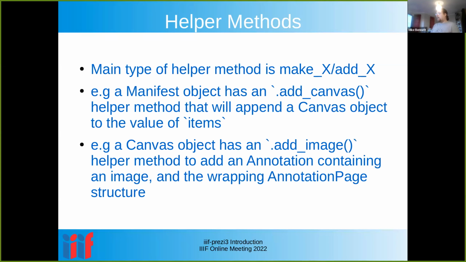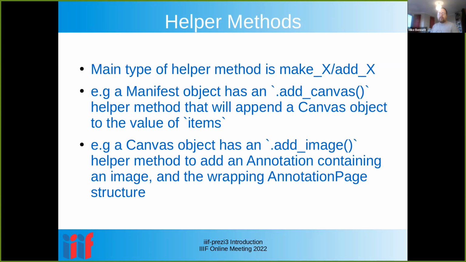Likewise, a canvas object has, for example, an add image helper method. Here you can pass in the basic structure, the basic information of the image, and it will create the necessary intermediate structures like the annotation page and the annotation itself, so that you don't have to build every single part of the structure. Rather, for a common use case, we have helpers that can do the necessary intermediate bits.